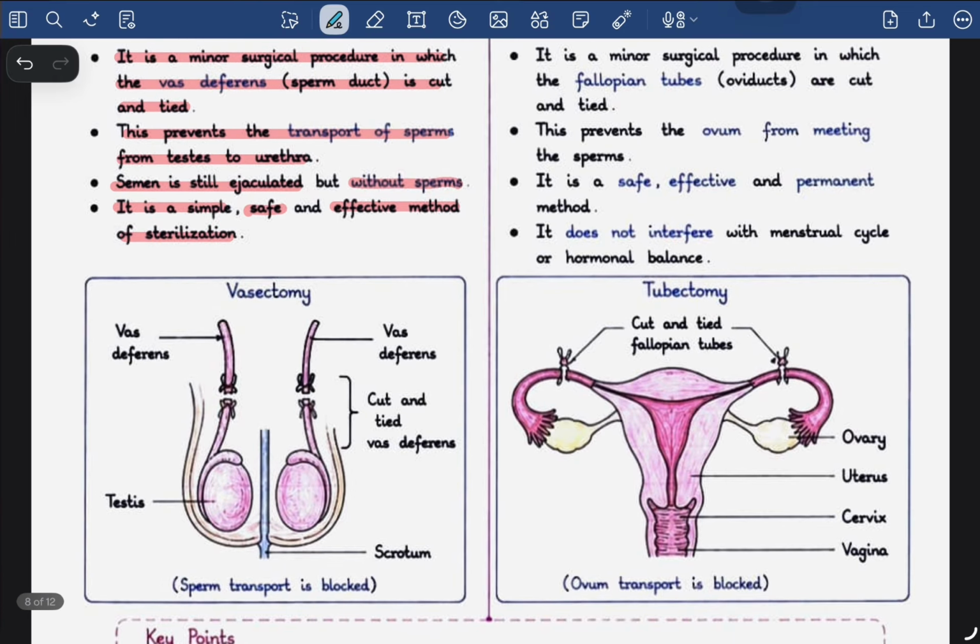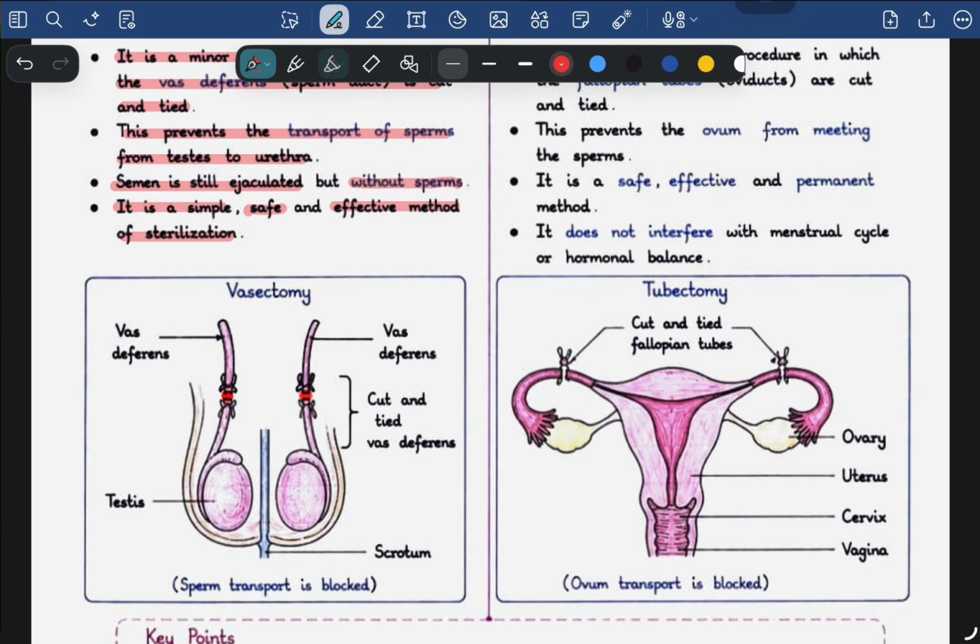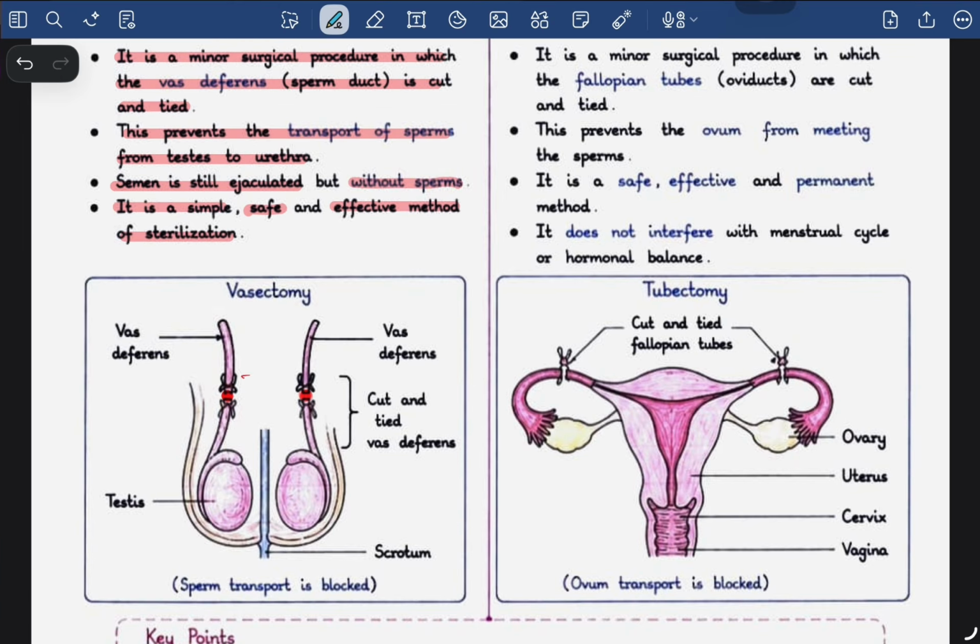A diagram is given where basically this point, ये अगर मैं यहाँ पे एक line draw कर दूँ, basically this point is cut, which is called vas deferens. ये vas deferens की जगह पे cut लगाया जाता है and a knot is being tied so that the sperms don't get delivered into the urethra.